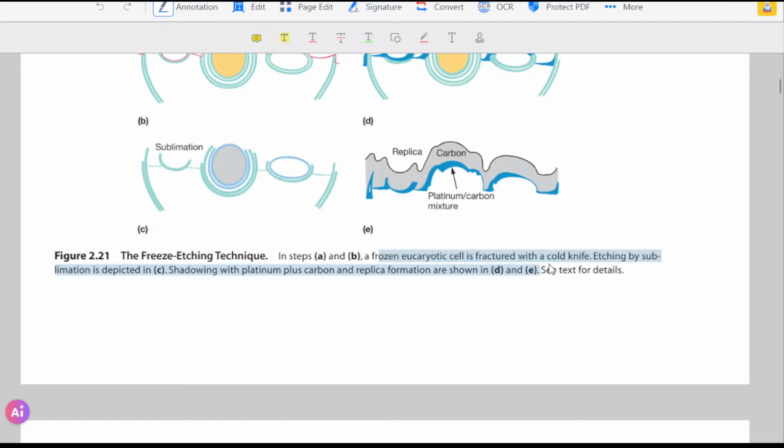A frozen eukaryotic cell is fractured with a cool knife. Etching by sublimation is depicted right. Shadowing with platinum plus carbon and replica formation in D and E.